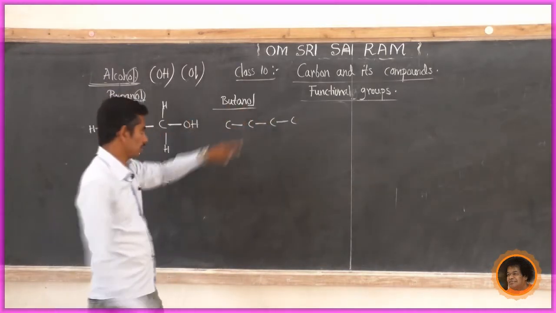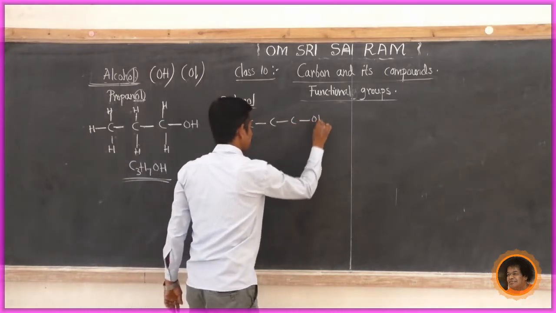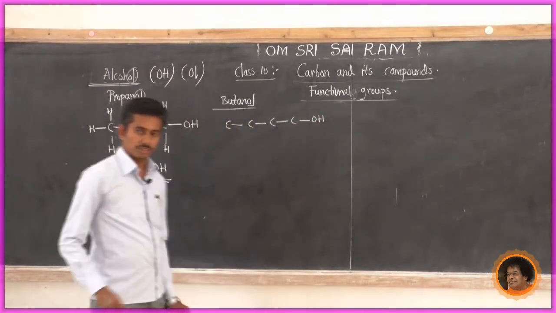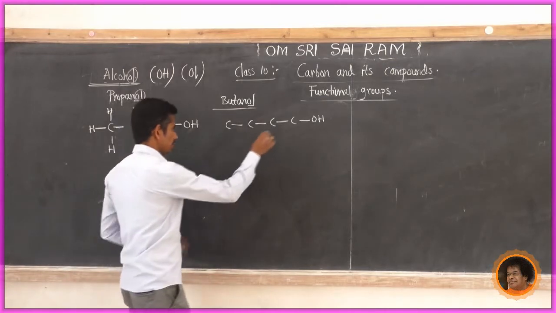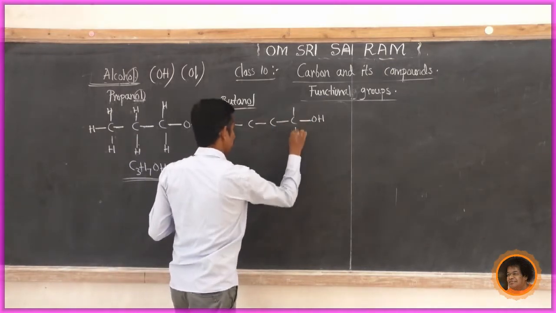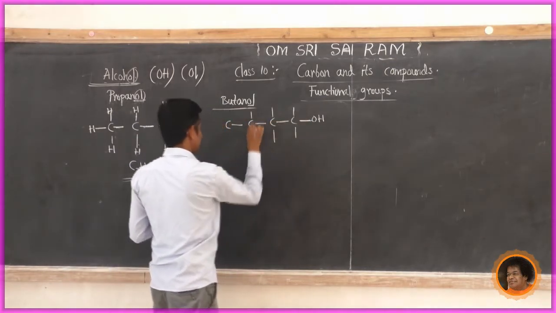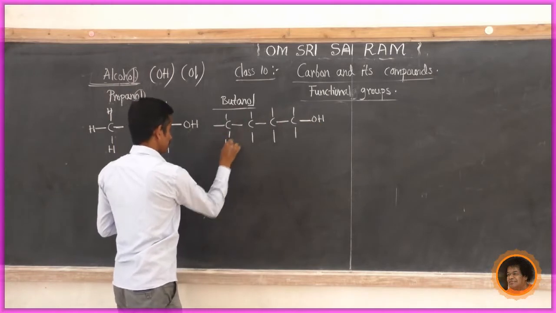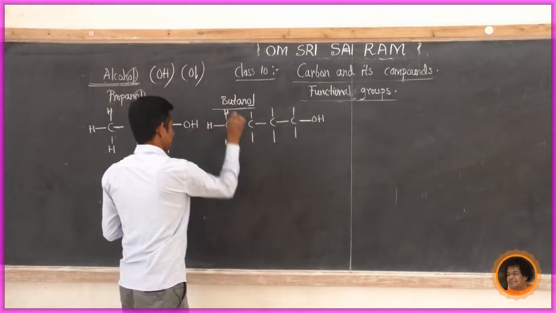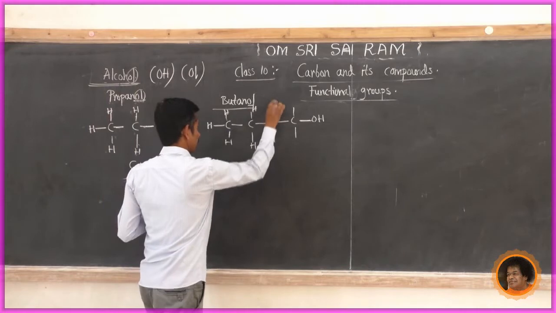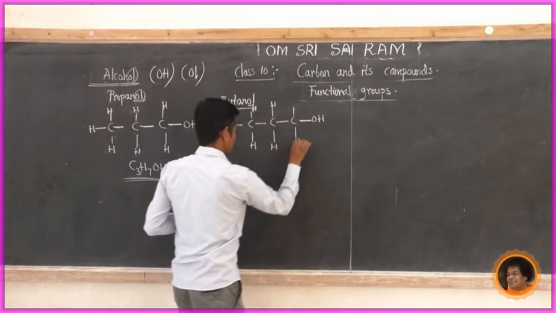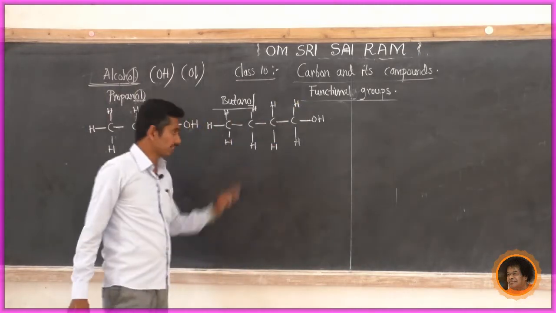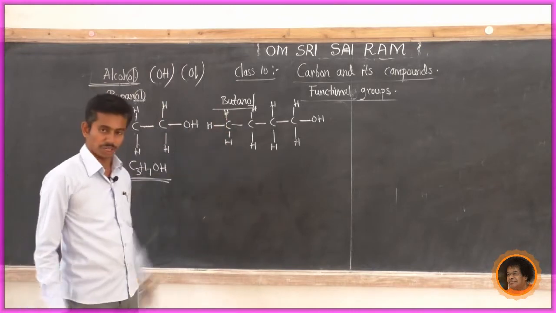Butanol is an alcohol. What is the functional group? OH is a functional group. After that, 1, 2, 3, 4. 1, 2, 3. Just write H. What is the method? This is the structure of butanol.